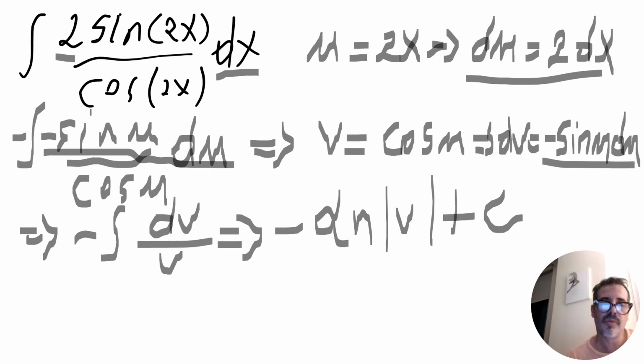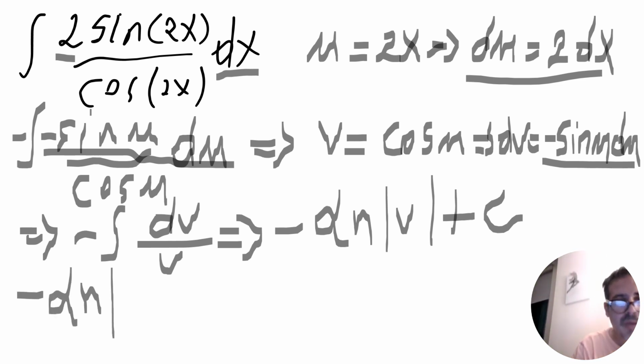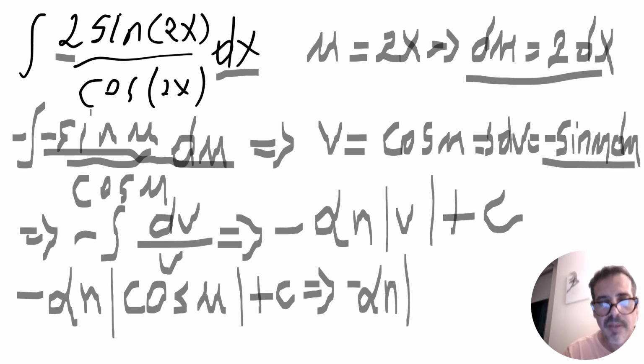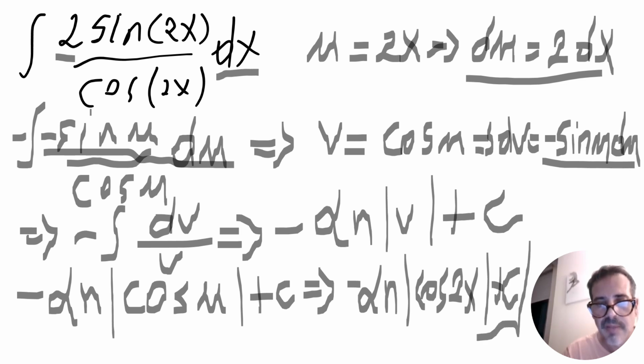Now all I have to do is to return all of the substitutions, and my problem has been solved. The first substitution that I'm going to return is the ln of v, which we know now is the ln of cosine u plus C, and then the second substitution gives the ln of cosine of 2x plus C, and this is our answer.